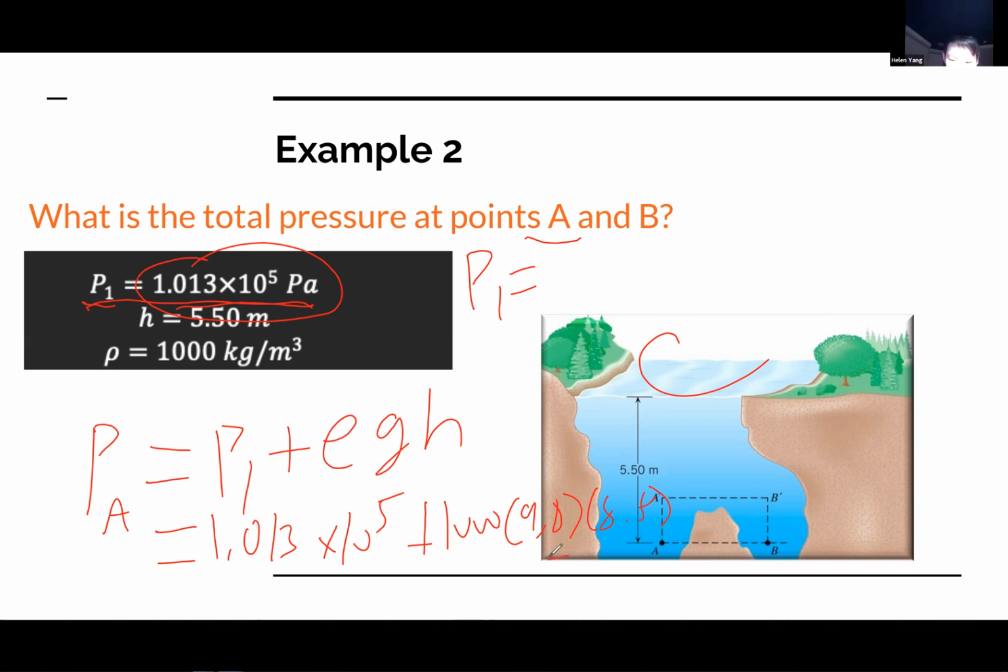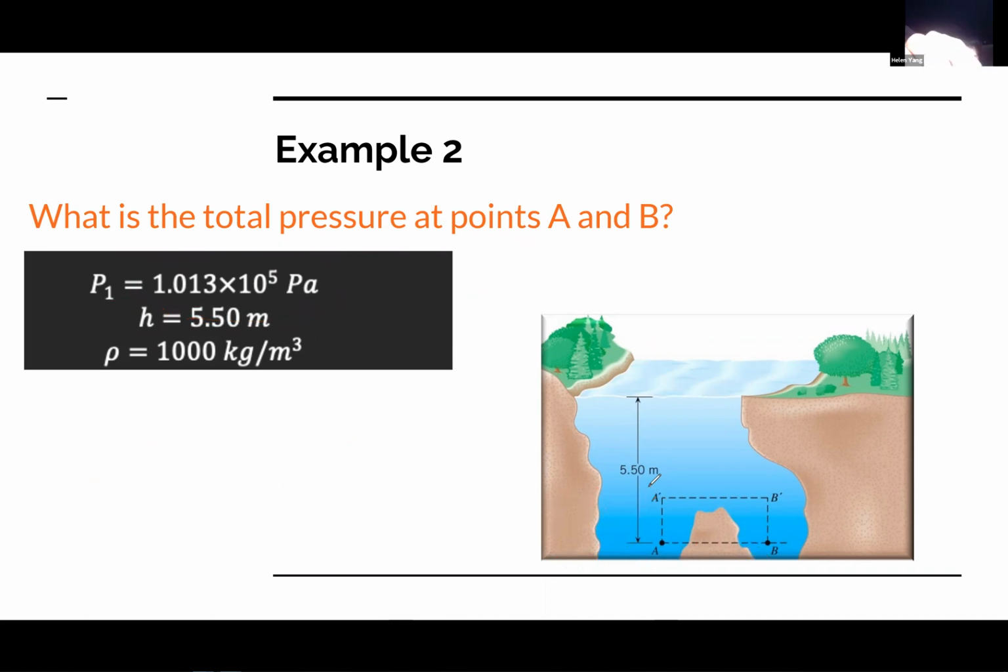So after you solve that, you get 1.55 times 10 to the power 5 pascals. And since A and B are in the same position, the pressure would actually be the same for point A and B, because nothing is changing in both equations.